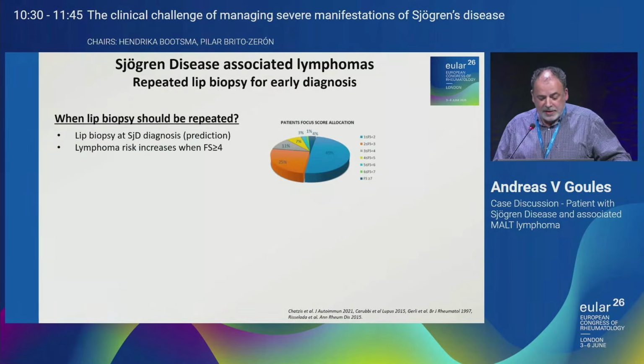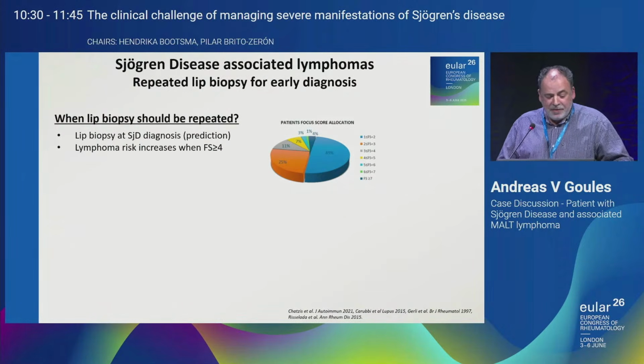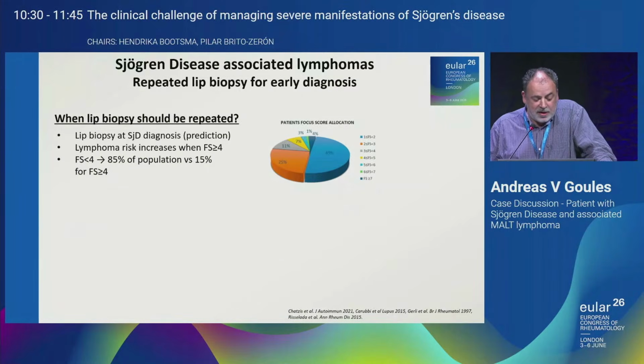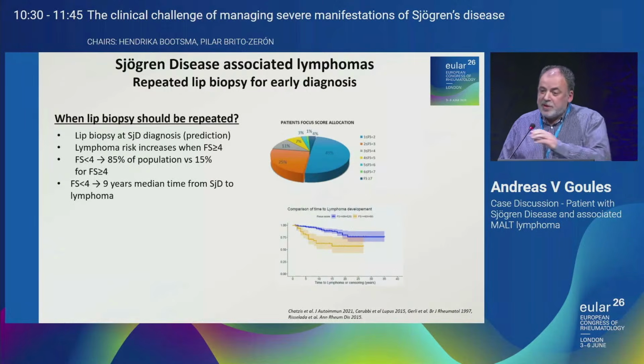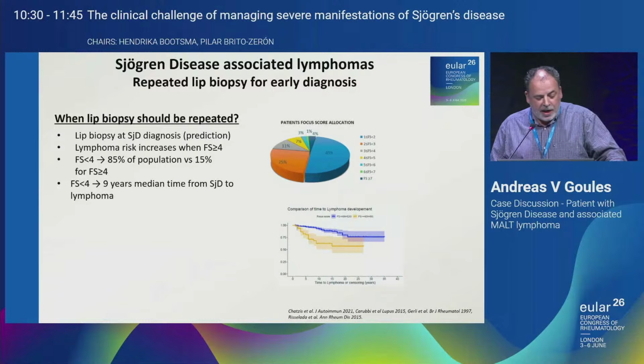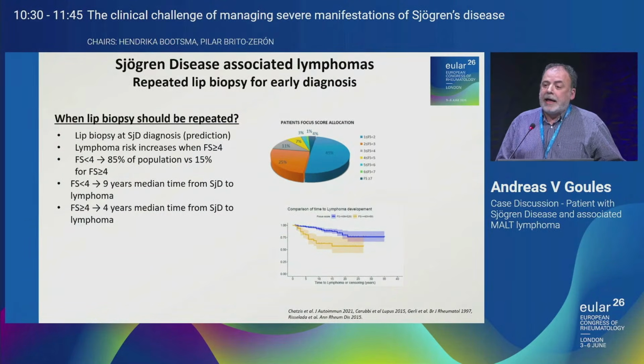We analyzed data from more than 600 lip biopsies in our center, and we found that the threshold of focus score 4 has clinical significance because over this threshold, the lymphoma risk increases, and there is a time difference in lymphoma diagnosis between the high focus score group, over 4, and the low focus score group, less than 4: 9 and 4 years to lymphoma diagnosis.